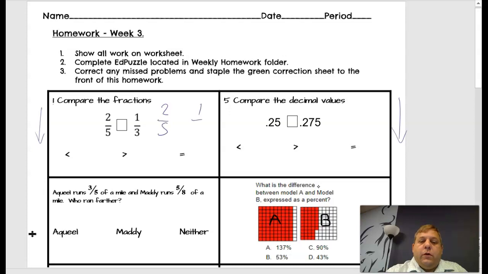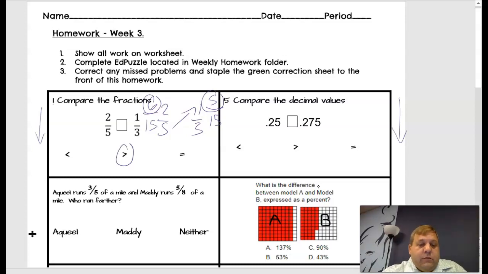2/5, 1/3. The shortcut is to cross multiply. 5 times 1 is 5. 3 times 2 is 6. The reason this works is because even if we found common denominators by multiplying each other by themselves, the common denominator would be 15, so those numerators would stay the same. So 6 is bigger than 5, which means we're going to go with the greater than symbol.